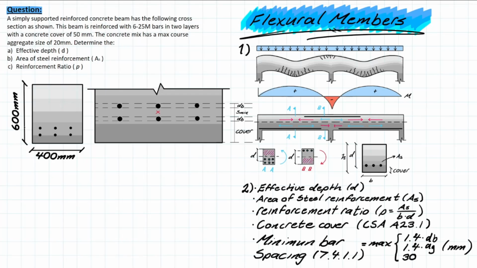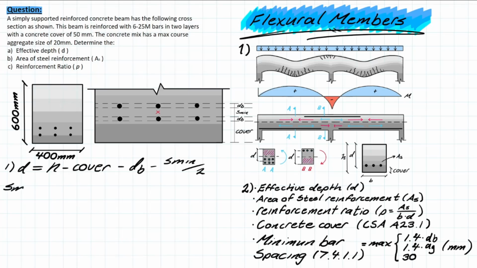So we're taking 600 and we're subtracting the cover, the diameter of each bar, and half of this minimum spacing between the two layers. So let's see what that looks like right here. We have d is going to equal h minus the cover minus the diameter of the bar minus s min over 2.